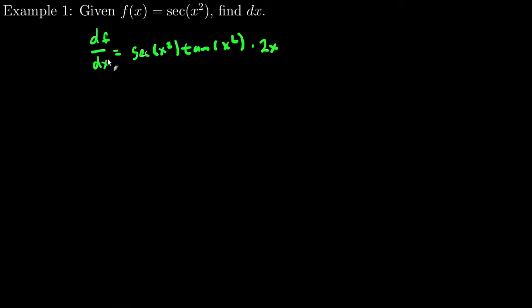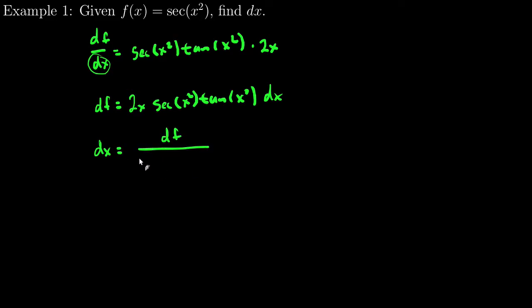And I need to solve for this dx. So the first problem is it is in the denominator. I'm going to multiply it by both sides to get it to the numerator. So df equals, I'll bring the 2x to the front, 2x secant x squared tangent x squared dx. And then I'll divide both sides by 2x secant x squared tangent x squared. So dx will equal df over 2x secant x squared tangent x squared. Now that's a way to find differentials.